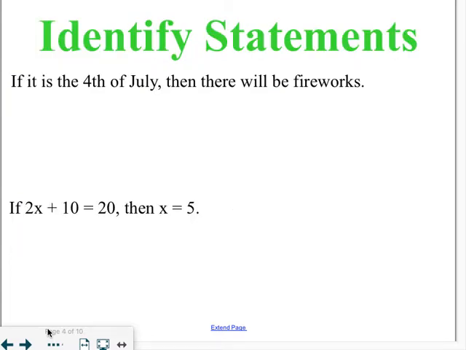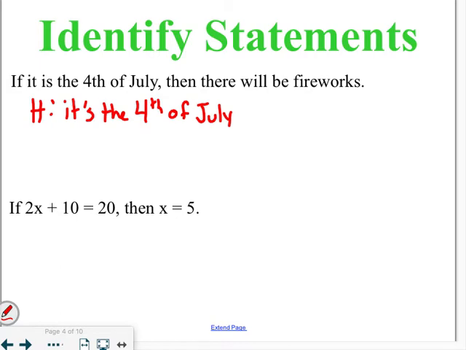So if we are looking at, if it is the 4th of July, then there will be fireworks, your hypothesis is it's the 4th of July. That's the if part of the statement. The conclusion is there are fireworks. That's the then part of the statement.